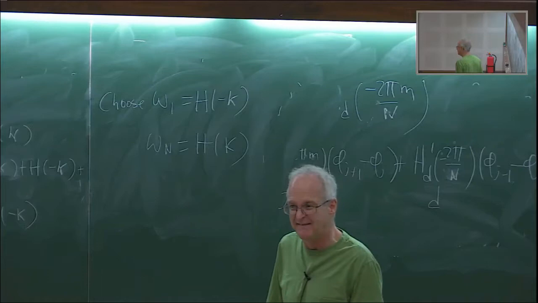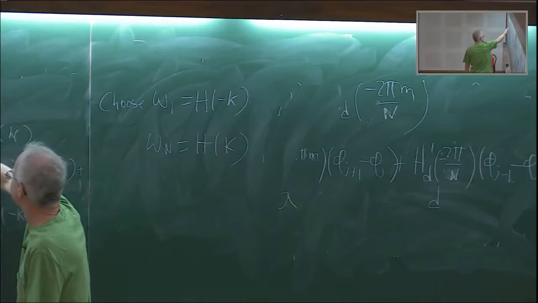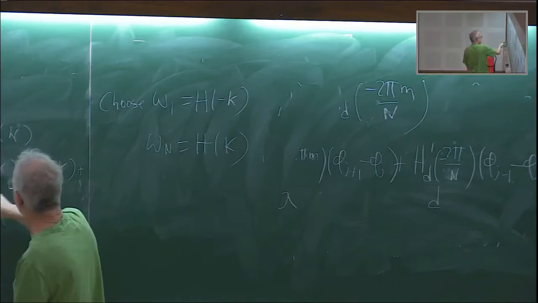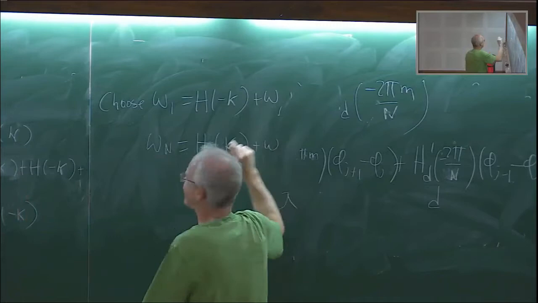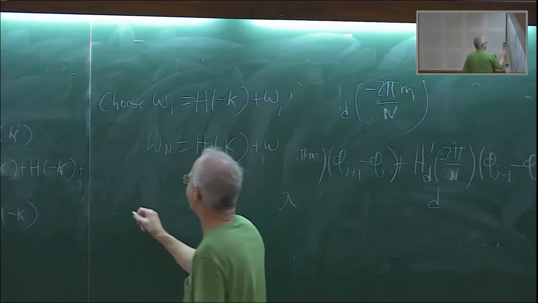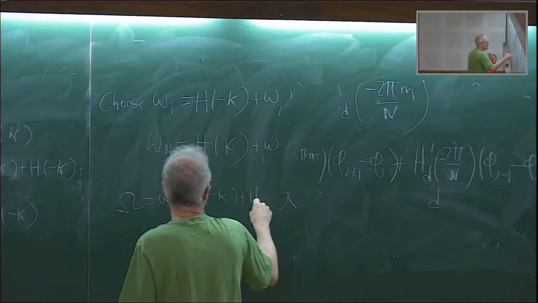Then you can see that that works, because this is omega, this is h of minus k plus h of k, plus a little omega. I forgot the little omega, yeah. Now that'll work fine, right? And big omega is just little omega plus h of minus k plus h of k. Okay? And that'll give us a traveling wave.